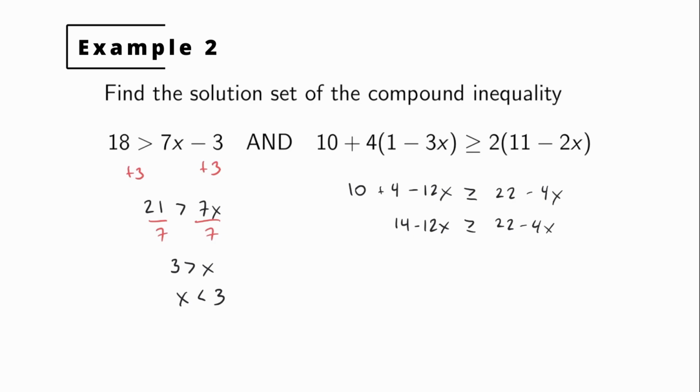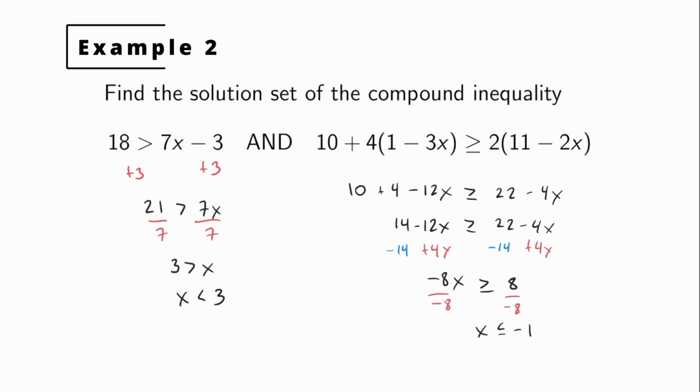So I'm going to add 4x to both sides. I want my variable on the left. It doesn't matter, though. And I'm going to subtract 14 from both sides. So let's see. So we will get -8x is greater than or equal to, what do we have here? 8. Okay, and so divide through by -8 on both sides, and don't forget this is going to change the direction of the inequality. We get x is less than or equal to -1.